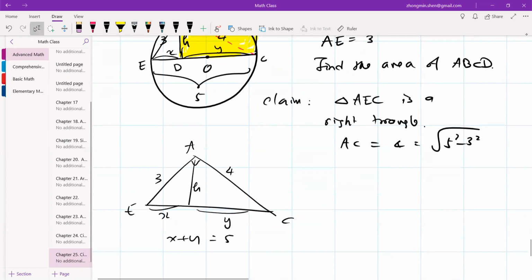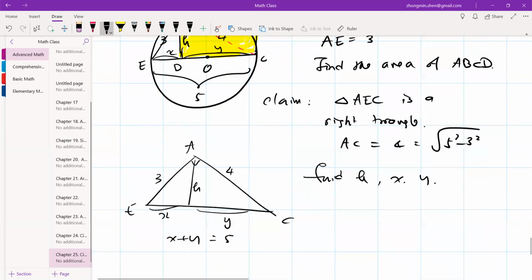And how to find H? Basically find H and Y. If you can get H, you can get Y, and if you can get Y, you can get H, right? So it depends on which one you want to try first. There are many ways to find H and Y.